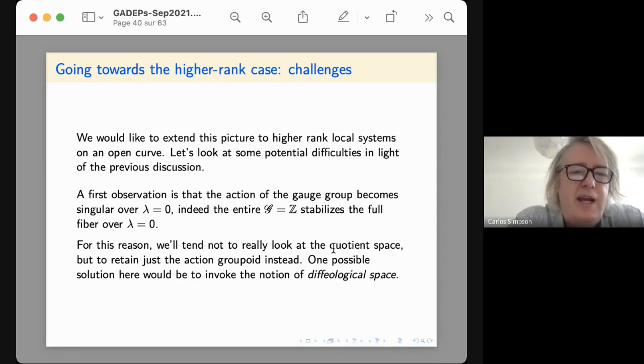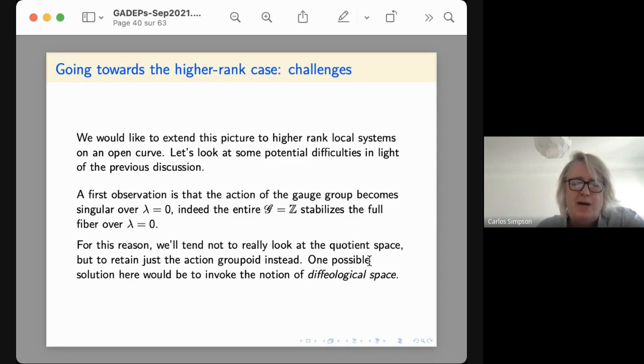Now, what about going to a higher rank case? This is what I'd like to say in the last part of the talk. There are a couple of challenges that show up here. It wasn't really obvious from the paper on the rank 1 case for the weight 2 property what to do in the higher rank case. The first observation is that we have this problem with the gauge group, that the full gauge group stabilizes the fiber over lambda equals 0. So we don't really know what kind of quotient space to take. What we'll turn out to do today is just look at the action groupoid, which I think is a good thing to do with you because you guys are into foliations among other things.